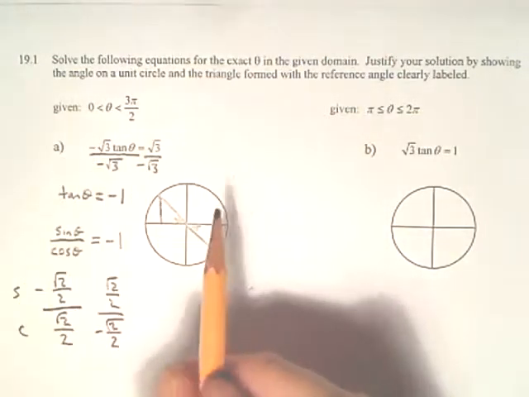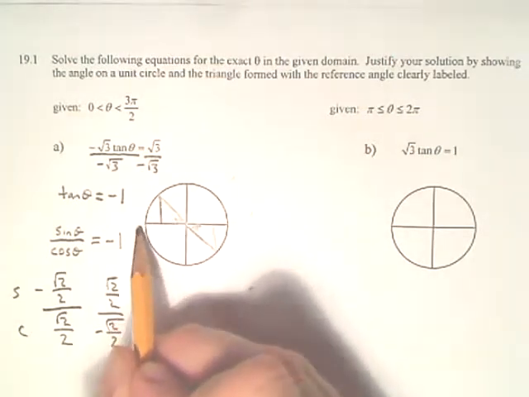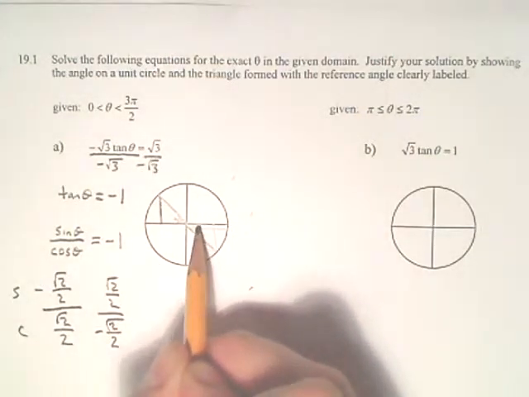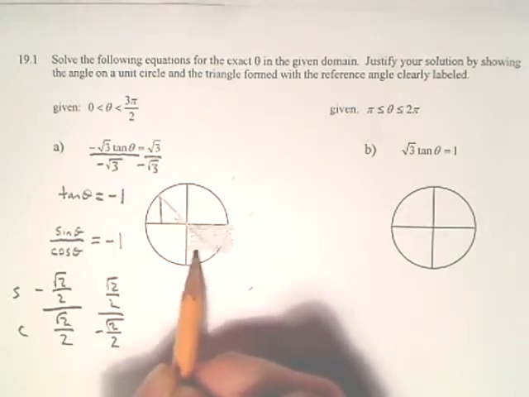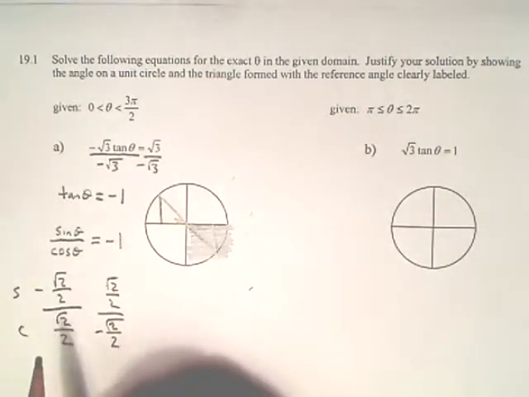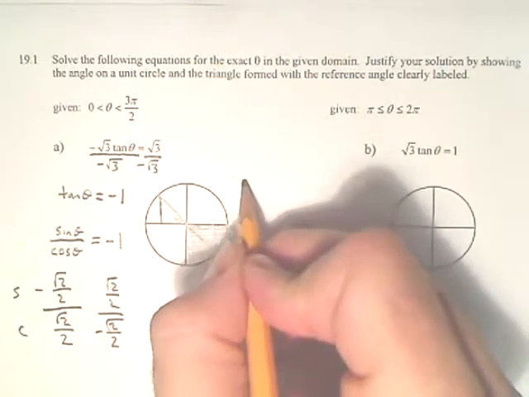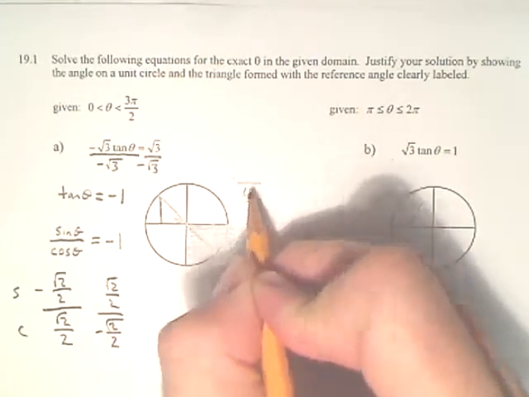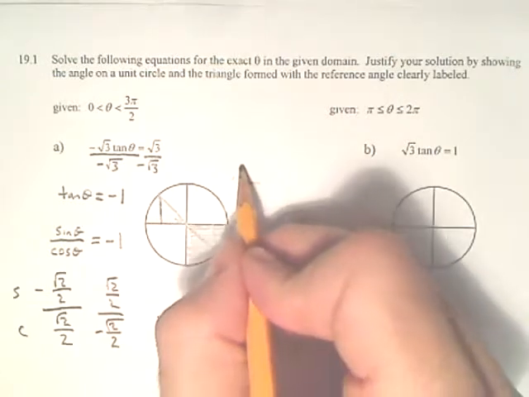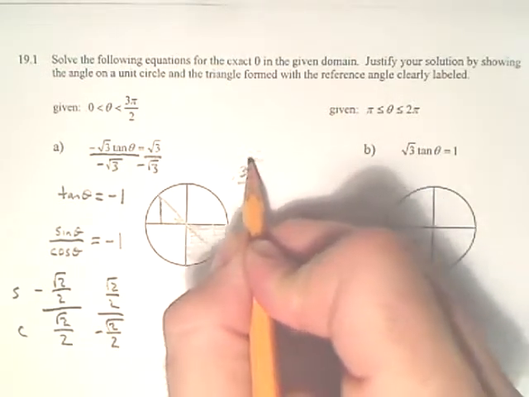Our domain restriction says find the answers from 0 to 3 pi over 2, which is straight down, which means to eliminate quadrant 4. So that angle located in quadrant 2 is the only answer to this problem. Because it's a 45, 45, 90, we know that the denominator is a 4, and this particular angle here is 3 pi over 4.